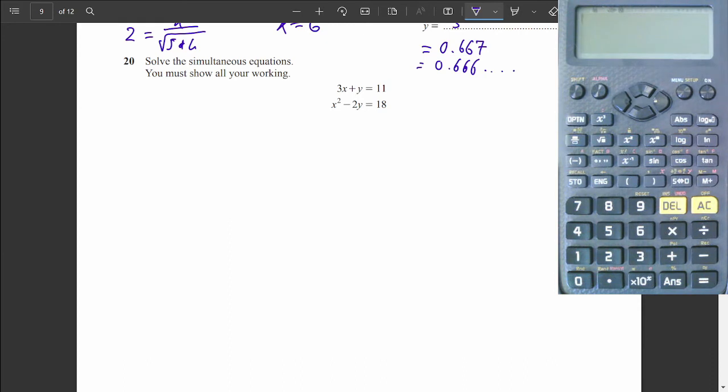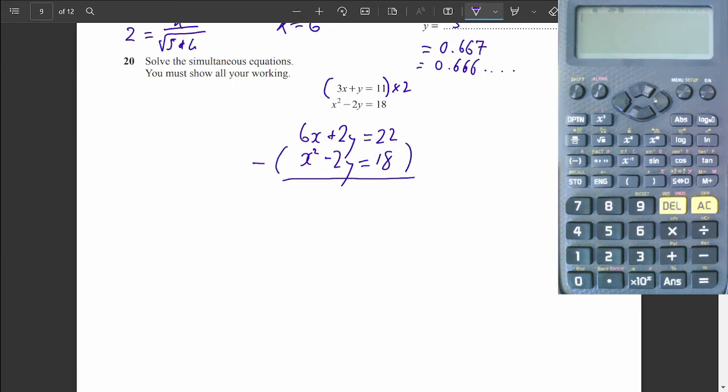All right, we're going to have to get the coefficient of the y the same. So we're going to multiply the first equation by 2. So that will give us 6x plus 2y equals 22, over x squared minus 2y equals 18. Next, now we need to add or subtract. Okay, if we're going to subtract these 2 equations, we have 2y minus minus 2y, which is 2y plus 2y, which gives me 4y, which does not eliminate that y value for us.